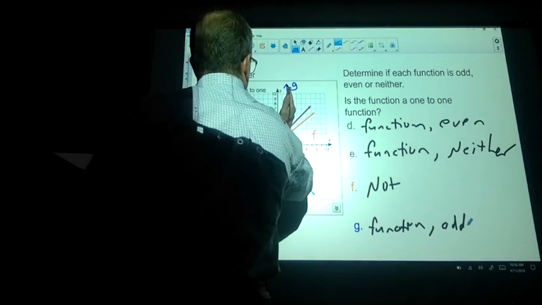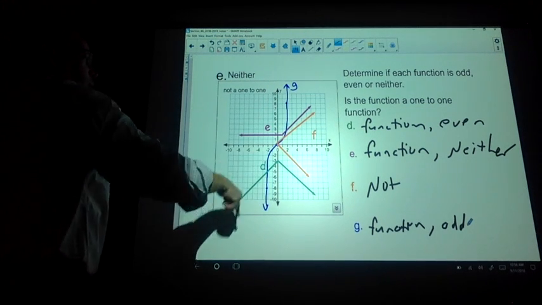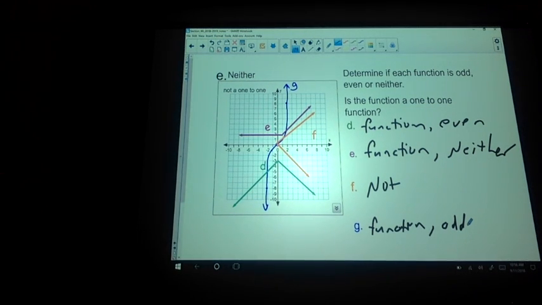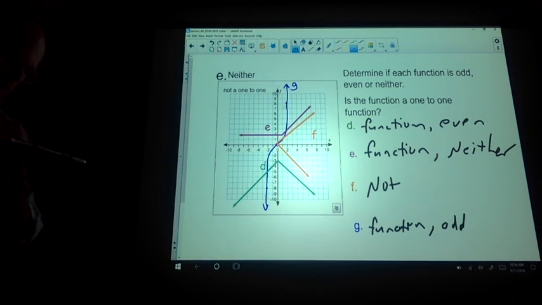The other way to think about it is this. If I reflect this over the y-axis, and then I reflect it over the x-axis, will it map onto itself? So if I reflect this part here, it reflects to here, and then that part here reflects to here. That's what's going on with it. Odd functions are symmetric about the origin, so it's symmetric about the point 0, 0.